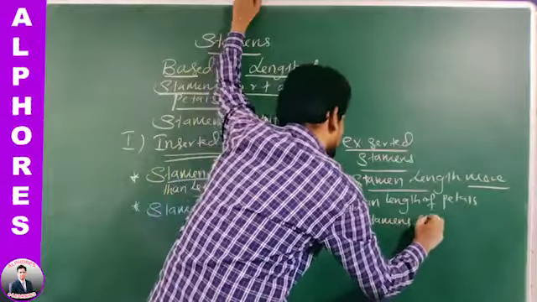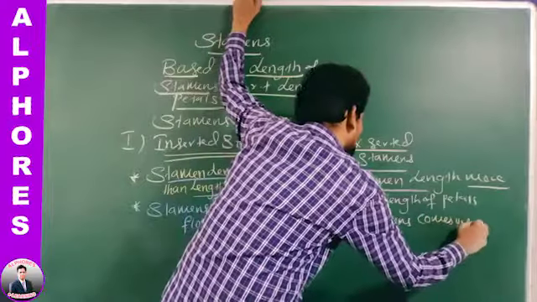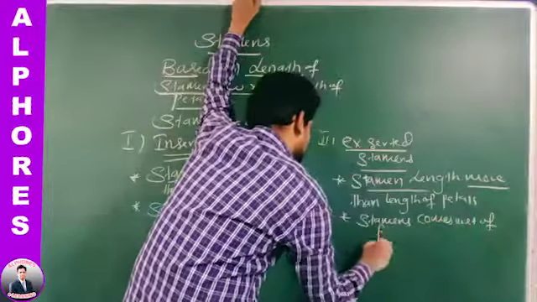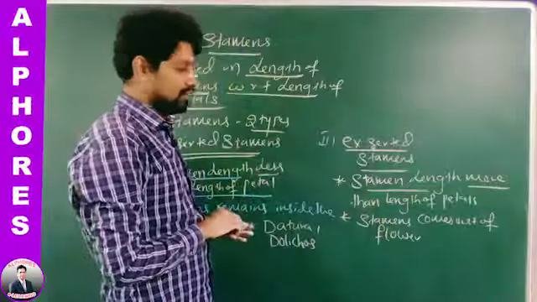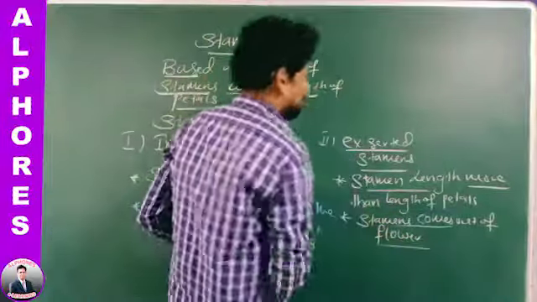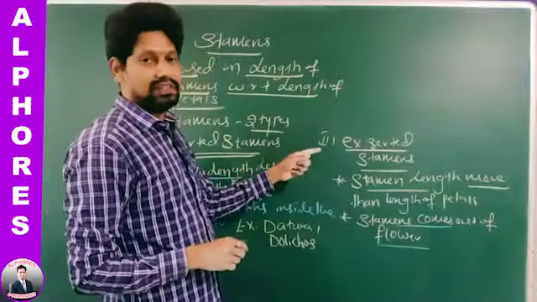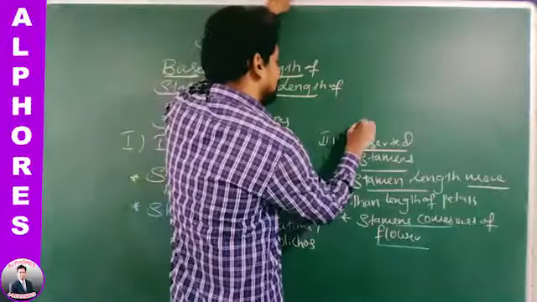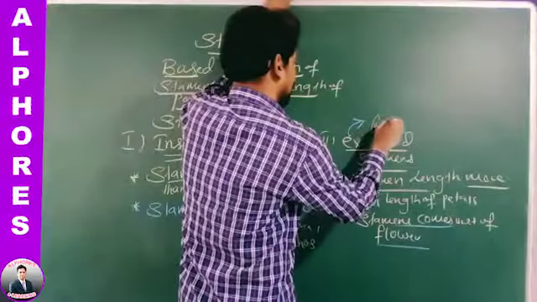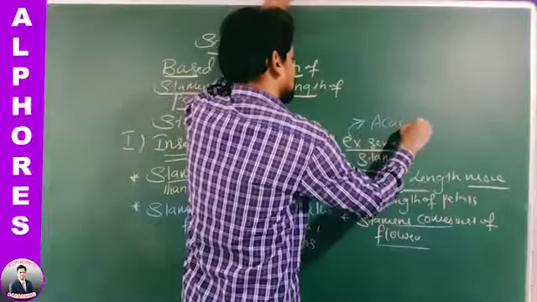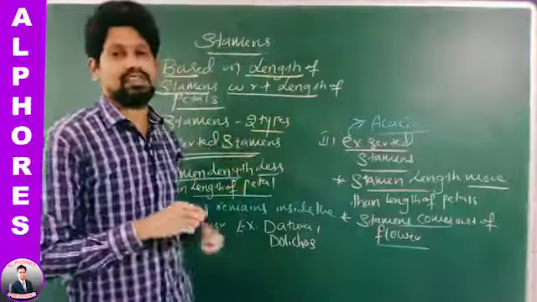So what happens? Stamens come out of the flower. These are exerted stamens. Example for exerted stamens: acacia.